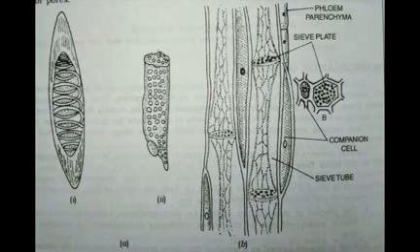This is downward translocation of food. Upward translocation of food is the movement of food from storage organs to the developing fruits, flowers and buds in the upward direction, that is termed as upward translocation.